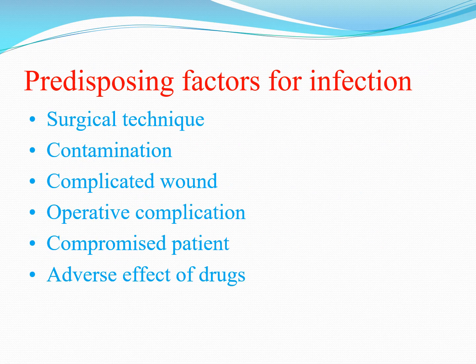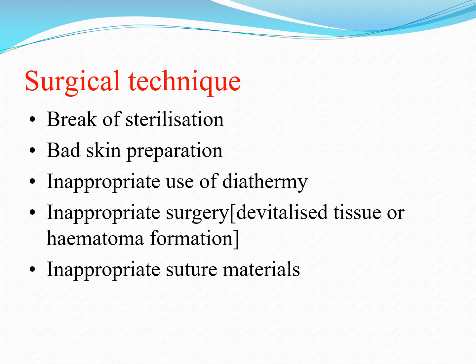Predisposing factors for infection: surgical techniques, contamination, complicated wounds, compromised patients, operative complications, or adverse effects of drugs. In surgical techniques, what happens? Bad skin preparation, breaks of sterilization, inappropriate use of diathermy, which burns massive tissues, causing necrosis of these tissues, and devitalized structures may become a focus for infection. Also inappropriate surgery and inappropriate suture materials used for suturing the wounds.